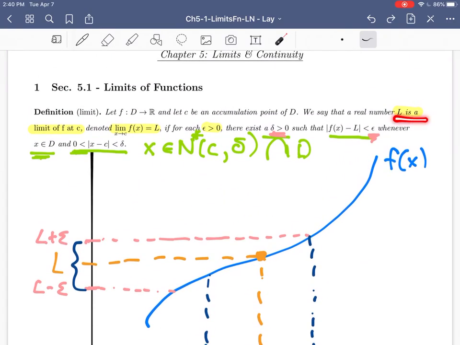So L is a limit of f at c, denoted in this way, if for every choice of epsilon there exists a delta such that the distance between the function evaluated at some x value and that value L is less than epsilon whenever the x value is an allowable value in the domain and the distance between the x value and the point that we're taking the limit at is less than delta.